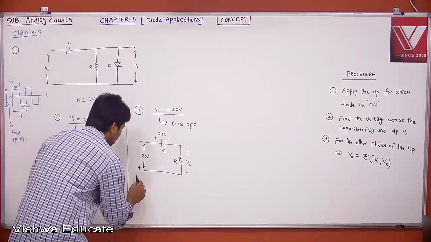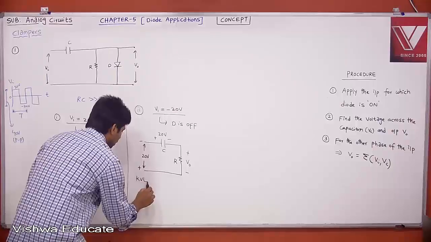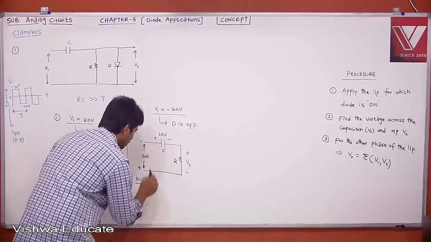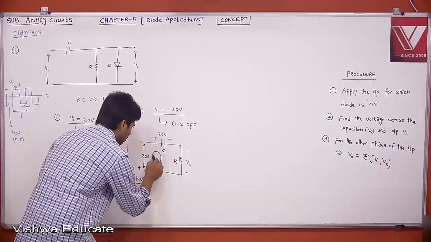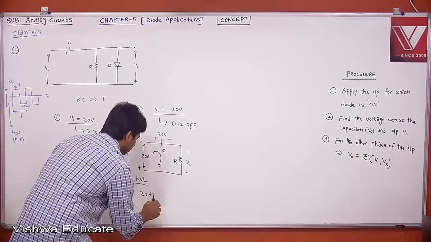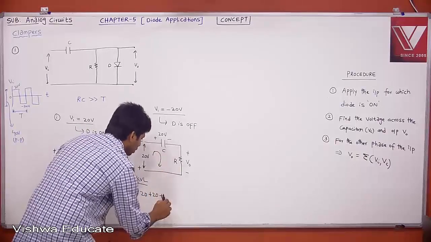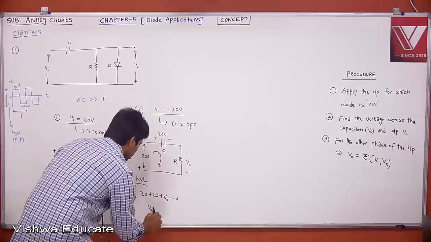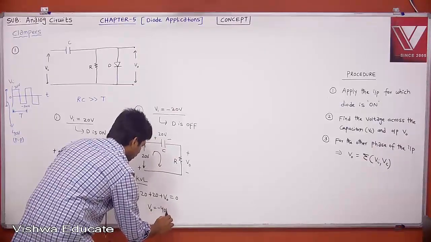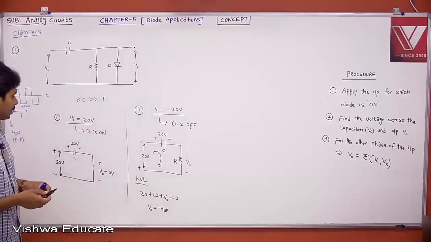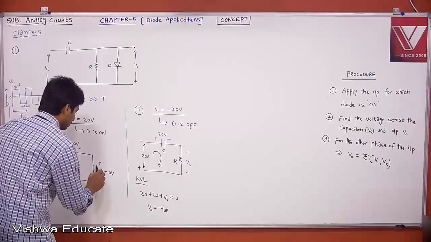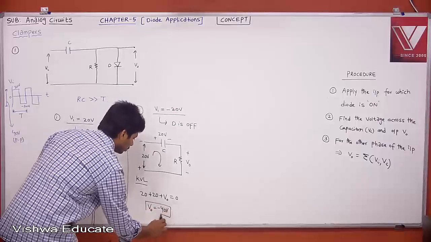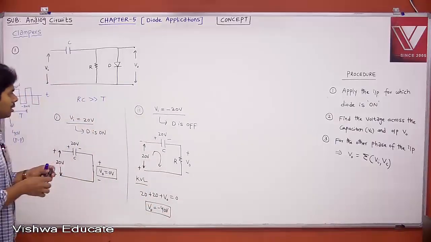Anything is fine. Therefore, if you apply KVL, I'm just applying KVL, plus 20 plus V0 is equal to 0. Then what is your V0? Your V0 is equal to minus 40 volt. Okay, this is what is from case 1 and this is what is from case 2. Now let me draw the waveform.